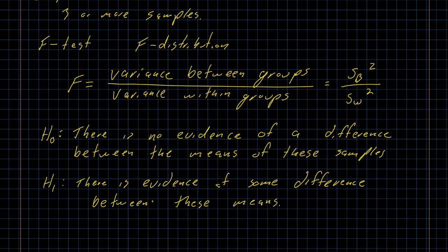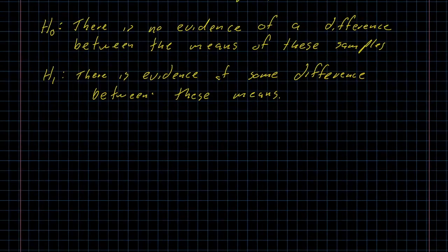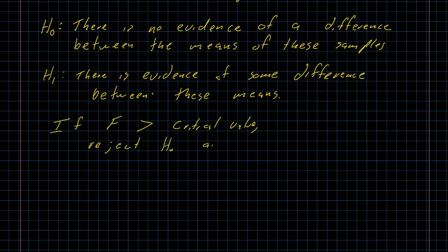When we're talking about ANOVA, the null hypothesis is always going to be some form of there is no evidence of a difference between the means in these samples, and the alternative hypothesis is going to be that there is some evidence of a difference between the means. And similar to some of the other tests that we've done, if our value of F is greater than the critical value, we will reject the null hypothesis and accept the alternative hypothesis.